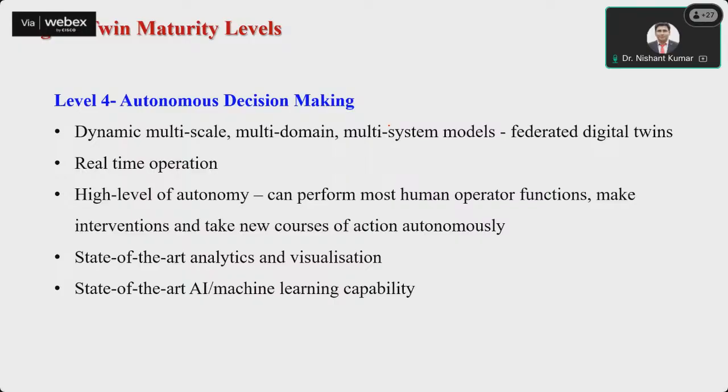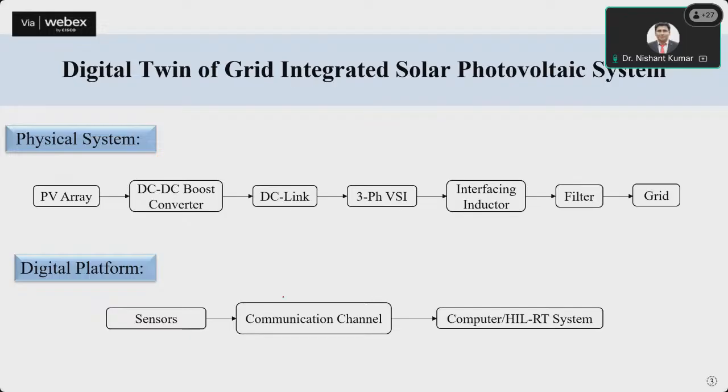So each plant will share the information with each other, and then jointly they will make a strategy and take the action according to that. As well as here you will see the state of the art analysis and variations. Means AI and machine learning is also going to be used here to decide the future predictions and all that. So in level 4, this is the highest mature level.